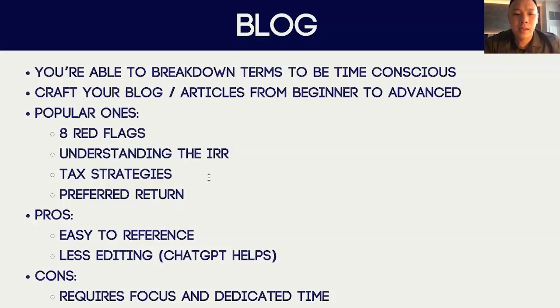Popular ones that we've seen, and that I've actually used in follow-up conversations, are 8 red flags, understanding the IRR, and then tax strategies and the preferred return. If you go to passiveinvesting.com and take a look at our website, you can find each of these articles. It's a nice holding place too, because if they're going on your website, they're going to look through the articles and find other articles that might appeal to them. 8 red flags, I would say, is the most frequently used article in comparison to the other ones that I've sent. And that is also for beginners.